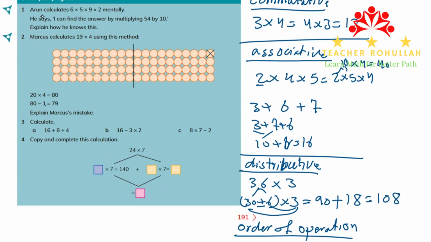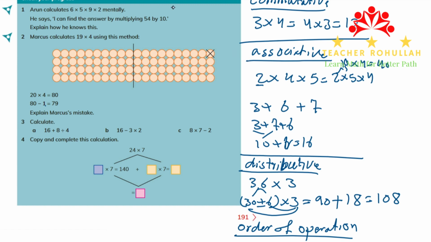In the first question, it says Aaron calculates 6 times 5 times 9 times 2 mentally. He says, I can find the answer by multiplying 54 by 10. Explain how he knows this. According to the commutative law, changing the places of the numbers does not change the product, and also changing the grouping of the numbers, which is the rule of the associative law, does not change the product.